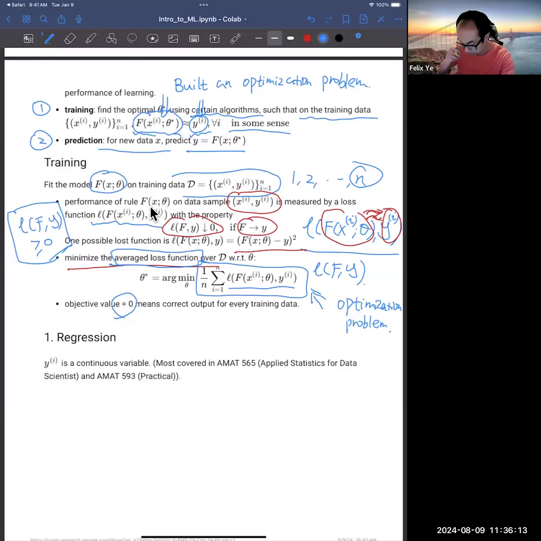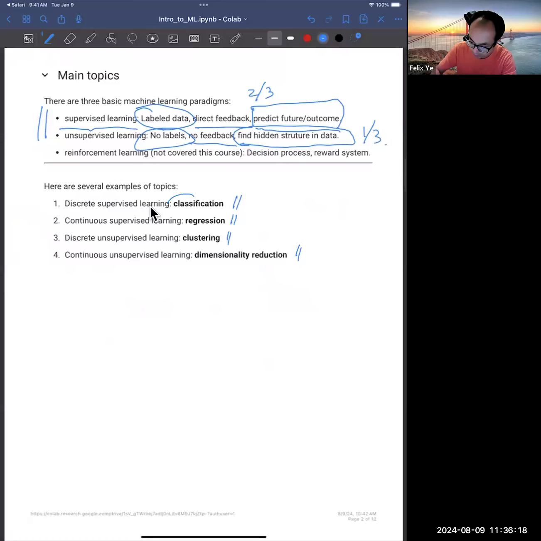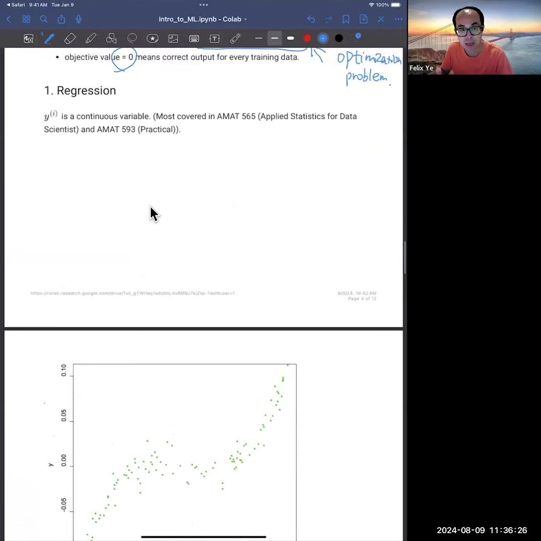Okay. And I want to remind you, we have four topics: classification, regression, clustering, and dimension reduction. So this is something I want to give a tiny bit of introduction to here. Regression is usually where my label or target is a continuous variable. This is mostly covered in applied statistics courses and practical machine learning courses. We are going to cover, I think, 2 or 3 weeks of lectures here.